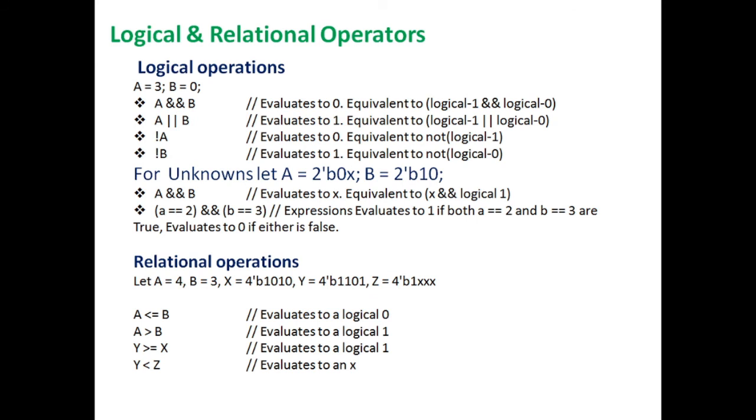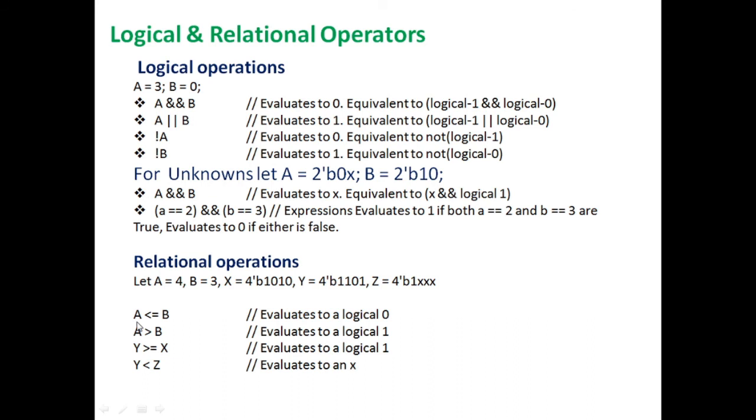And the next one is relational operations. So I am having a equal to 4, b equal to 3, x equal to something, and y and z. So a is less than or equal to b, this is also giving me only a logic 0 or a logic 1 as an evaluated product. And also, apart from logic 0 and logic 1, it also evaluates to x, because if any of your operands has unknown values in its quantity, it evaluates to an x.